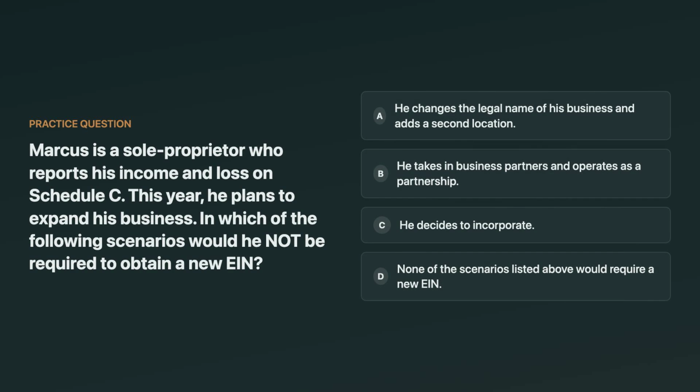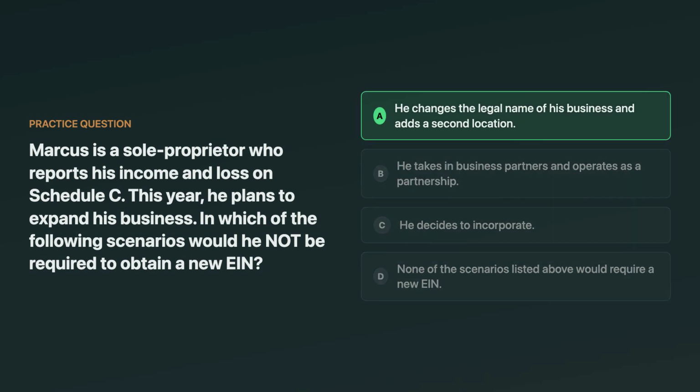Marcus is a sole proprietor reporting on Schedule C and wants to expand. In which scenario would he not be required to obtain a new EIN? Options include changing the business legal name and adding a second location, taking in partners and operating as a partnership, incorporating, or saying none of the scenarios avoid a new EIN. Think about what actually changes the entity.